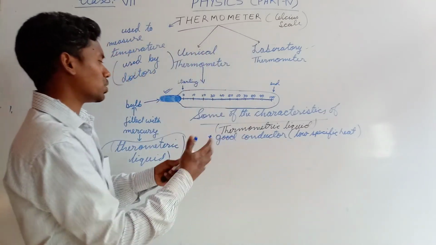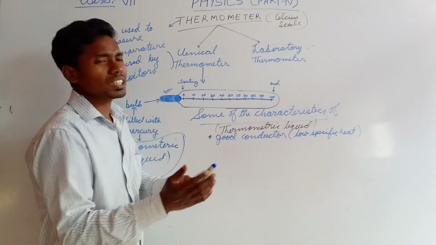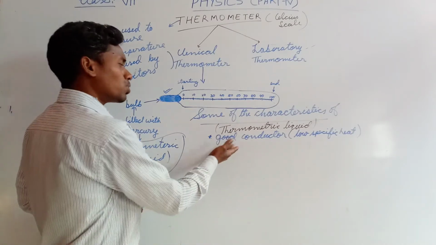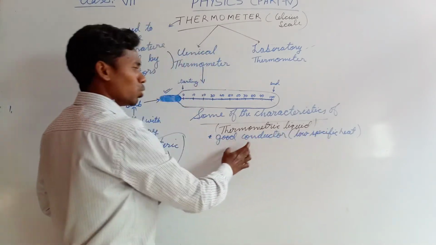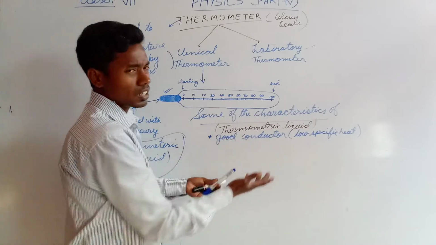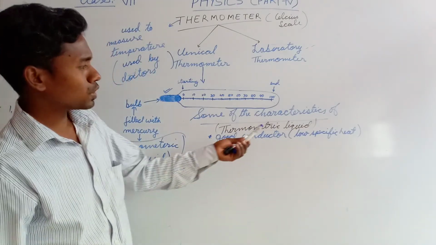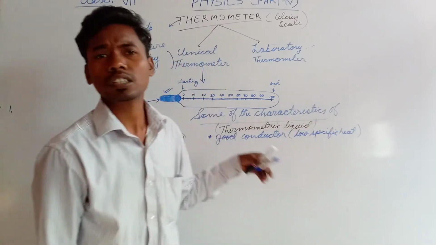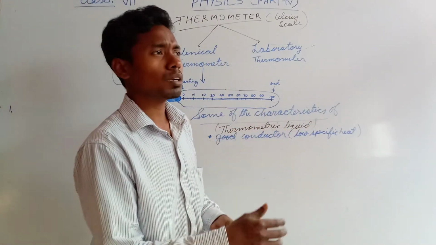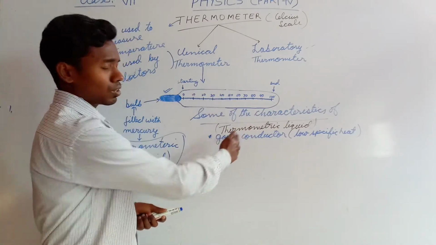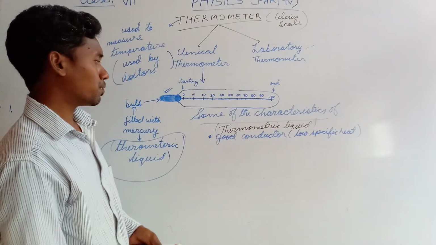Low specific heat means, in a way, something which gets heated up very fast. The one which gets heated up very fast is a good conductor. Either of the two, low specific heat or good conductor. Very simple for you to remember is good conductor. Specific heat is a topic which you will come across in future classes, but for you to understand, good conductor. Okay, that is the first criteria.